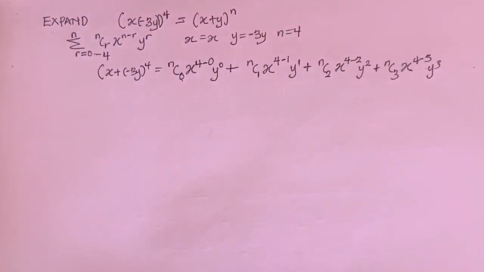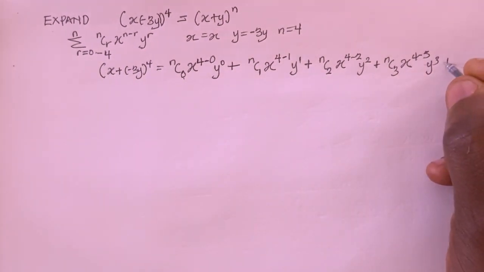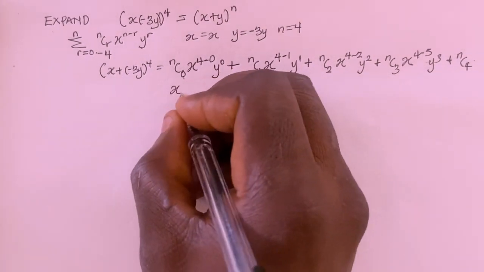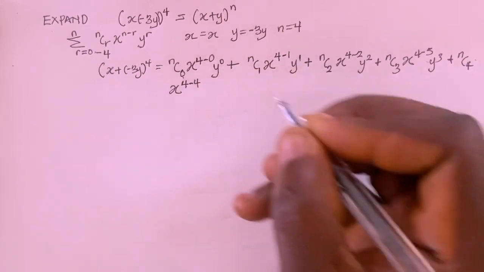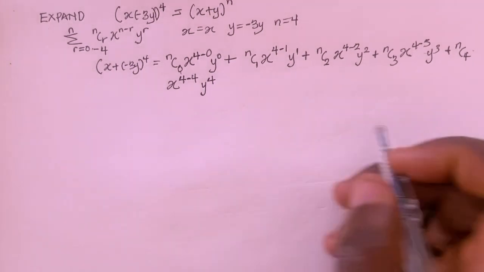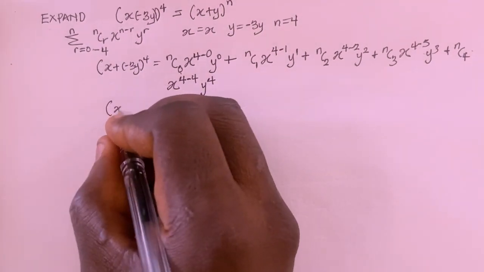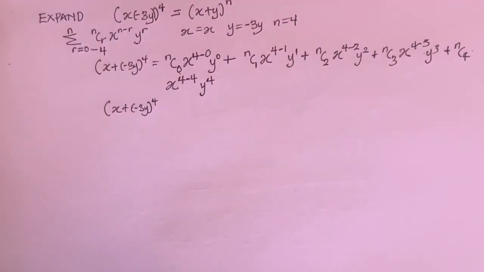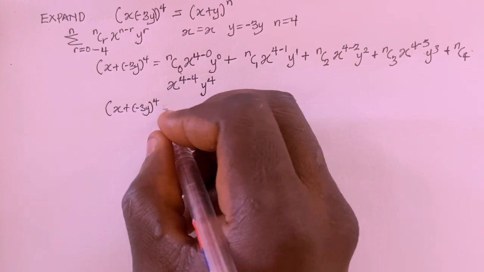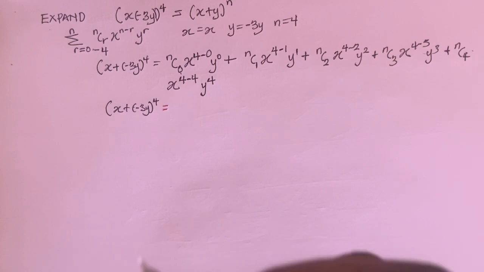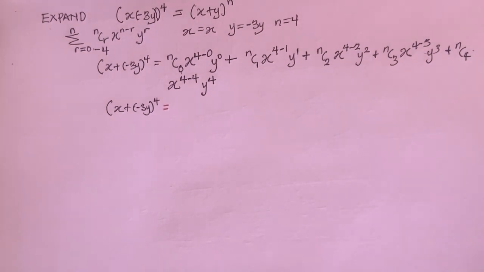Exactly. So after that, the next one is plus n combination 4. Then we're going to have x raised power 4 minus 4, exactly. Then y raised power of 4. That's just it. Then we just have to simplify this expression. So our x plus, in the bracket, minus 3y, all this power of 4 will be what? Then after that, if you look at this very well, I haven't replaced the value of x and y. I'm going to do that right now.